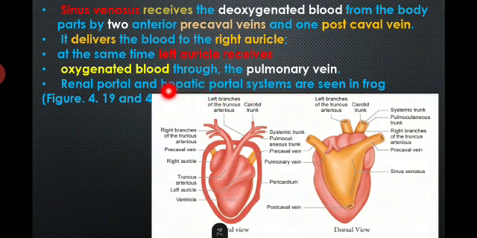Okay? The renal portal system is seen in living vertebrates except hagfish, lamprey, and mammals. It will not be present in hagfish, lamprey, or mammals. The renal portal system is found in a frog, and the hepatic portal system is found in all kinds of higher vertebrates. So these two types of system can be seen in the frog of the amphibian group.